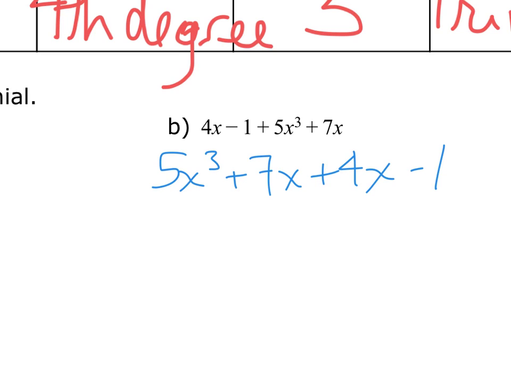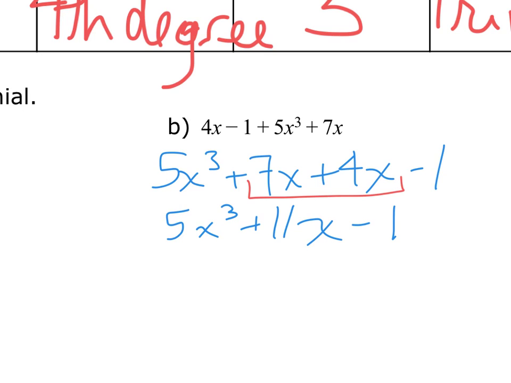But do I have any like terms? 4x and 7x, right? So I can rewrite this as 5x cubed plus 11x minus 1. Did you combine like terms first? Yeah, I did that, but I did 4x minus 1 before 7x. Does that work? Yeah, as long as you combine those like terms at some step before you classify.